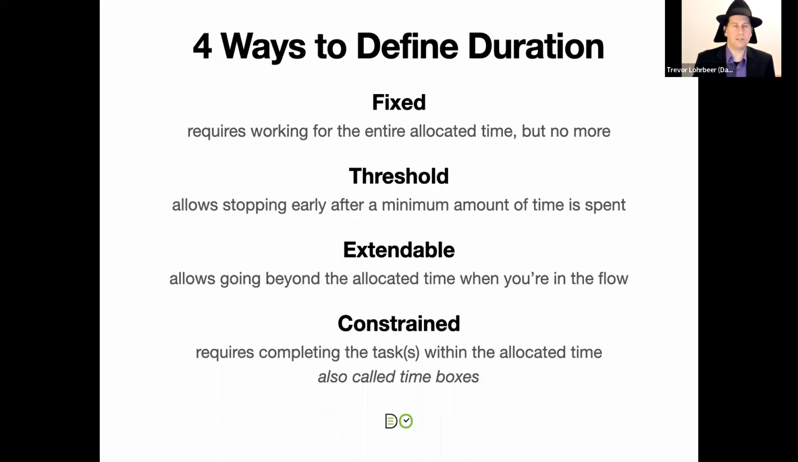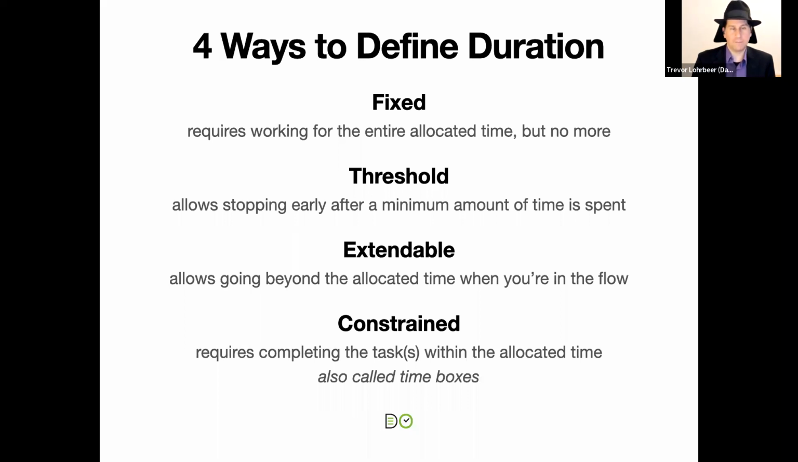An extendable one is where you're in the flow, and I'm going to say, I'm going to work on it for an hour and a half, but if things are going really well, I'm going to extend it. I'm going to extend it up to like 2 hours, 3 hours, 4 hours, etc. And we'll go through examples of all this in a second. And the final one is the constrained time block. This is where we're required to complete the task within the allocated time. If you've ever heard the term time boxing, this would be what a time box is.